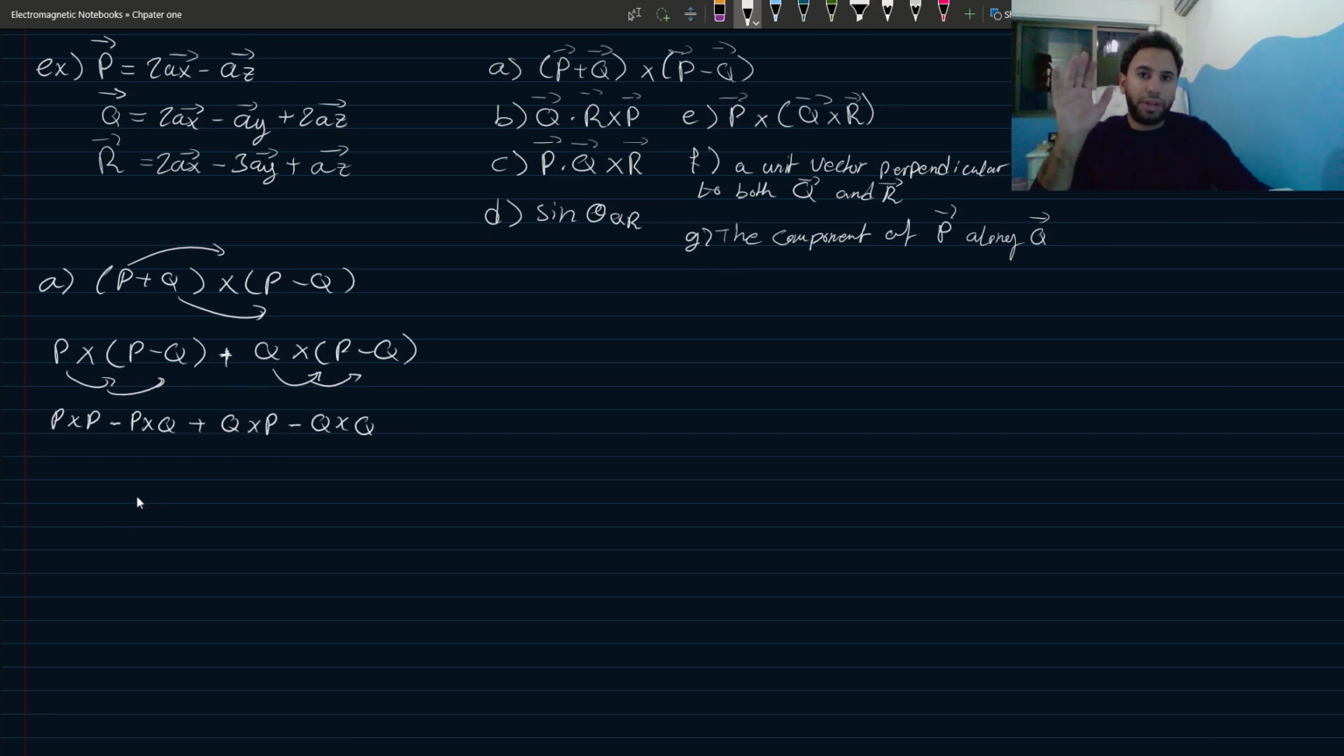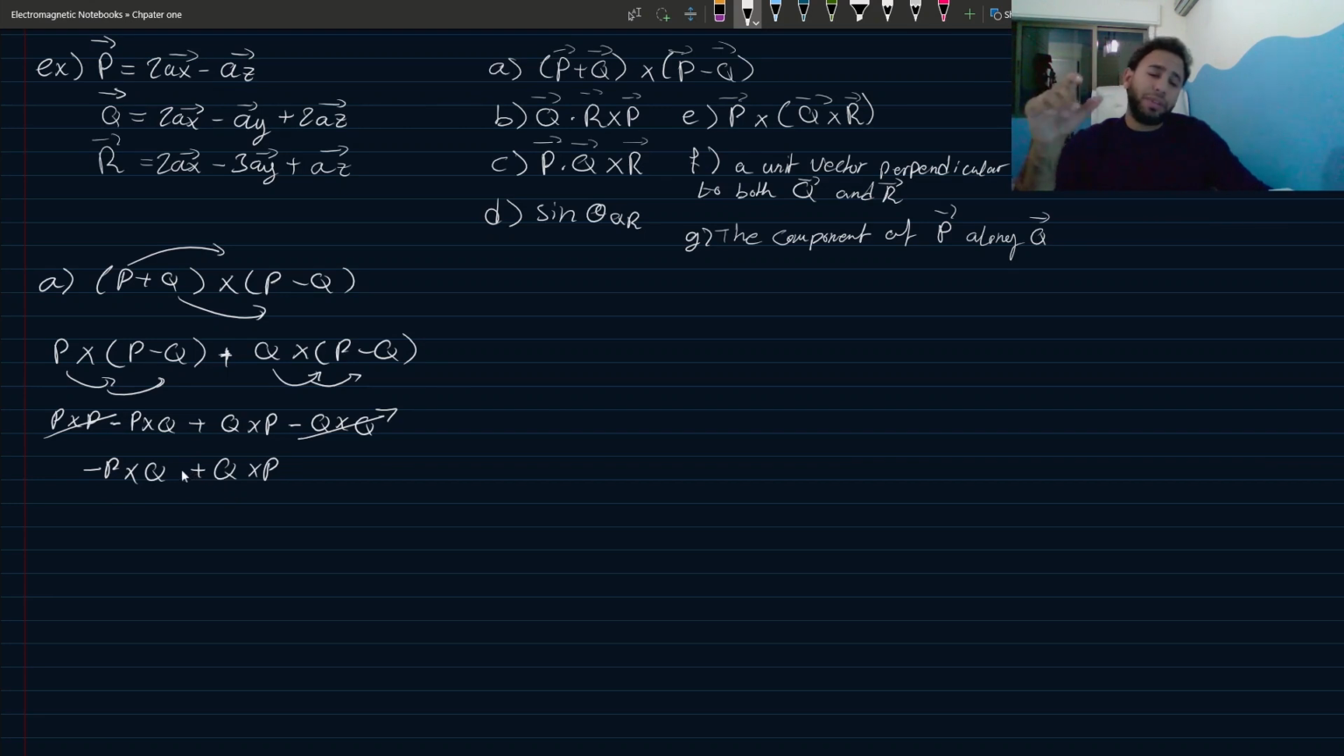Now, if you remember all of the properties, one of them said if we cross multiply a vector by itself, the result will be 0. And here we have P cross multiplied by itself. So the answer to this will be 0. So we can just cross it out. We have minus Q cross Q. We can cross this out too. So we are left with minus P cross Q plus Q cross P.